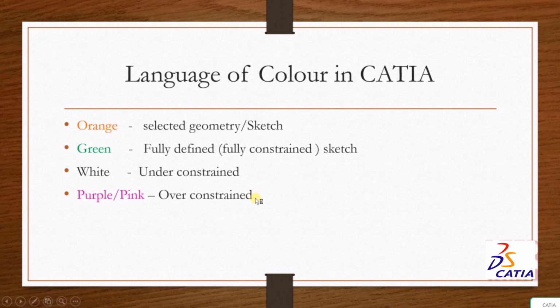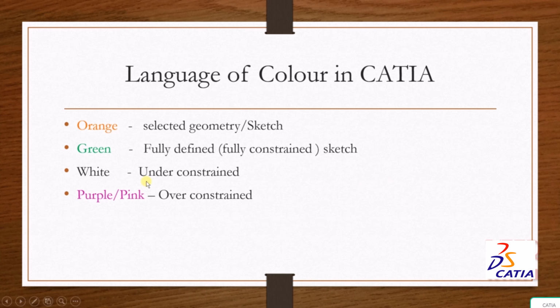After that we have green color. So when we see the dimensions of sketches in the green color, it means they are fully defined. So fully defined means they are fully constrained sketch. It means that whatever dimensions are required to show that sketch, they are fully defined. For example, in case of rectangle, we define a rectangle by height and width. So whenever the rectangle is fully defined, all the dimensions will be shown in the green color.